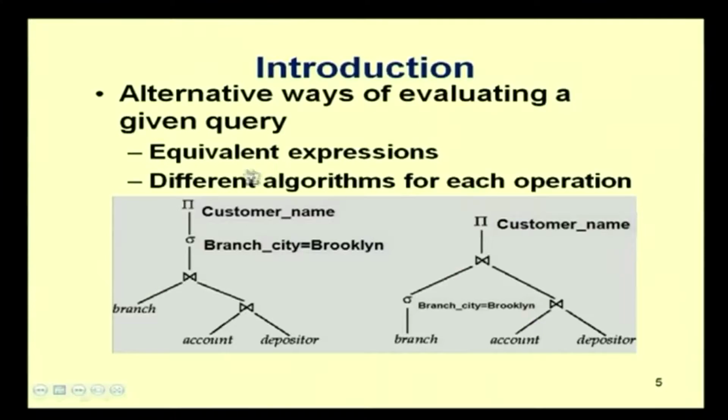Let us take a simple example to give alternate ways of evaluating a given query. So, you have equivalent expressions and you have different algorithms for each expression. For example, take this customer name projection, with select branch city equal to Brooklyn, and then you are taking branch, account and depositor. Here what you are doing is selecting the customer name and doing this operation before you select the branch city. So, these are two different pathways of evaluating the same expression.